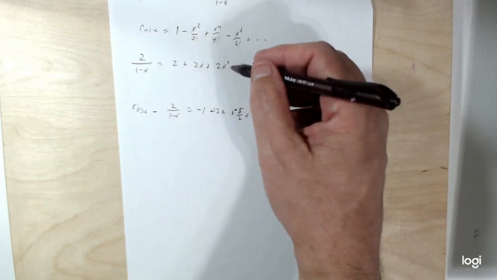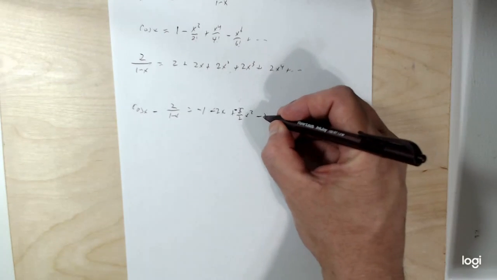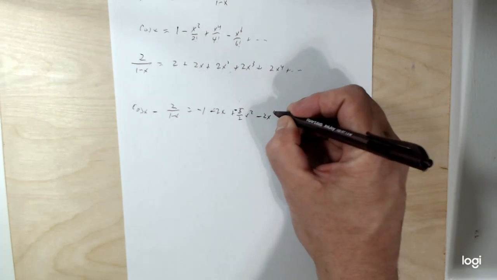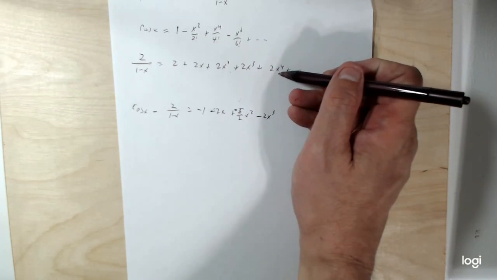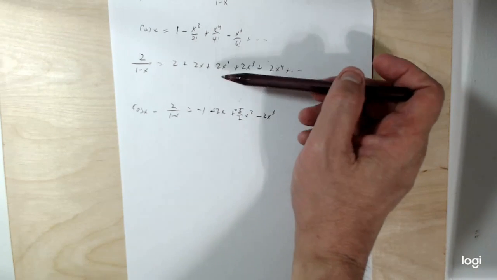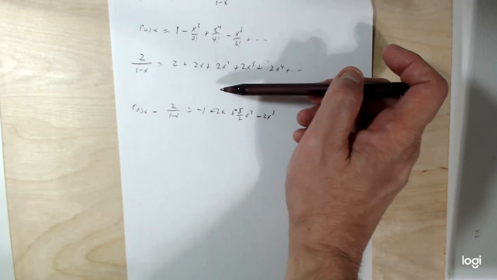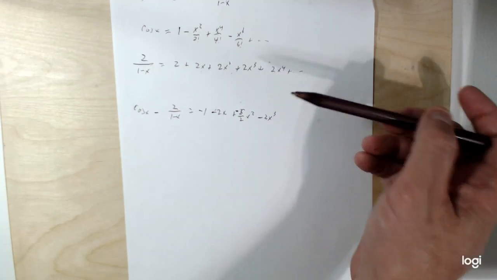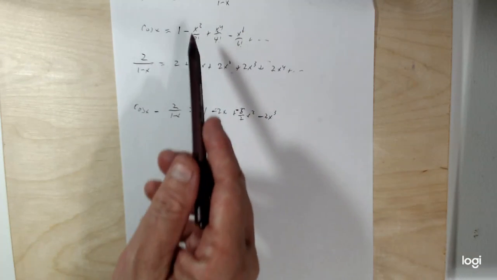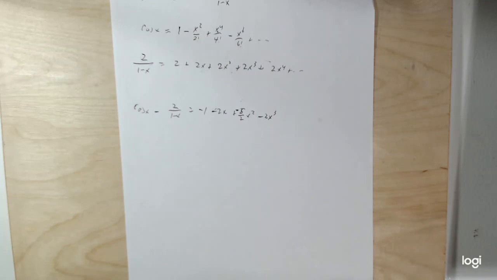X cubed, well, there's not one there, so I'm just going to get the minus 2x cubed. X to the 4th, I have 1 over 4 factorial, which is 1/24th, and then I'm going to subtract 2 from it. Okay, so you can see it's going to get ugly. But we can just go term by term by term and subtract.